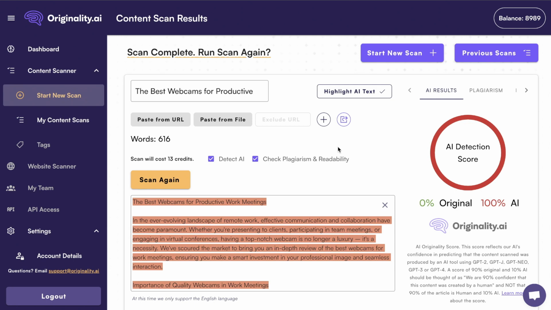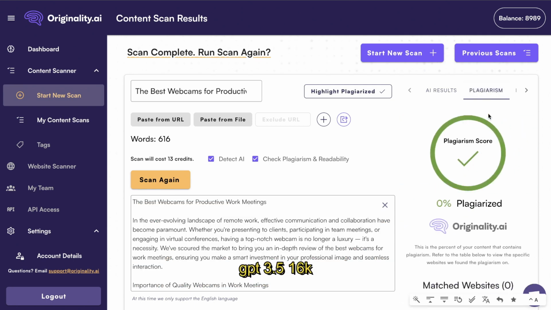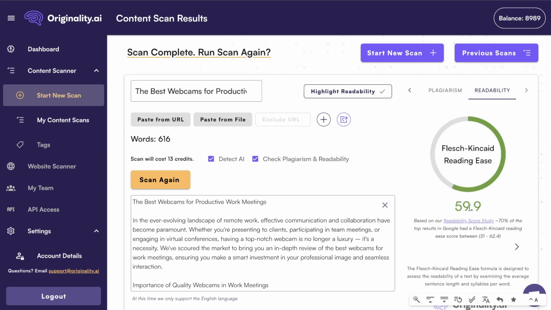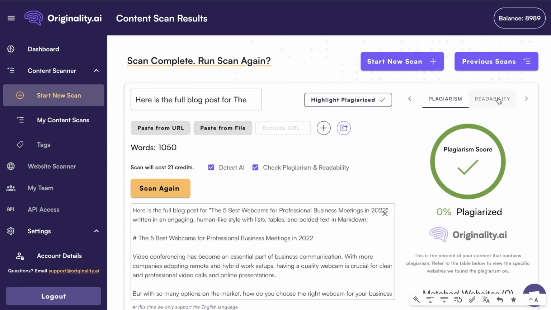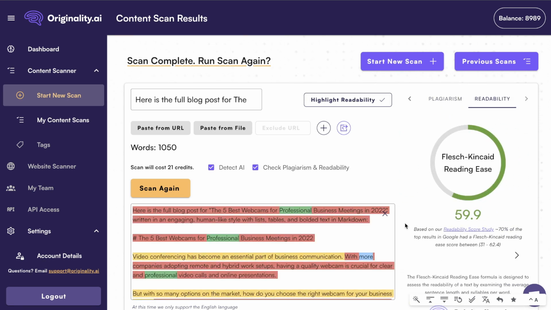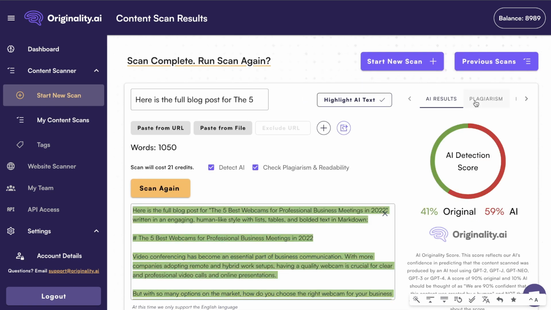In terms of AI detection, ChatGPT was 100% detected as AI. In terms of plagiarism, it was 0% plagiarized, and for readability, it was 59.9. In terms of AI detection for Claude, it was 41% original and 59% AI, so a much higher original score from Claude compared to ChatGPT. In terms of plagiarism, it was 0% plagiarized, and readability was also 59.9. So in terms of AI detection, we do see a difference between Claude and ChatGPT. If you are worried about AI detection, then I would recommend using Claude over ChatGPT.